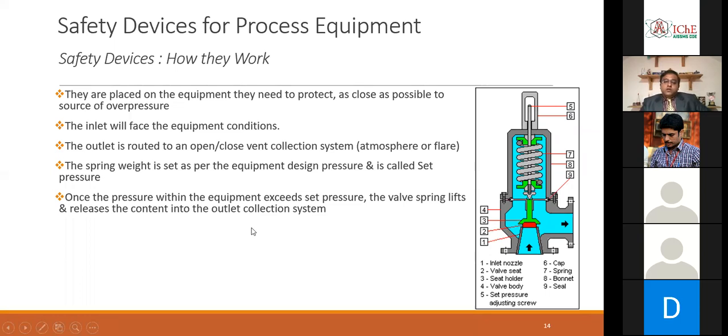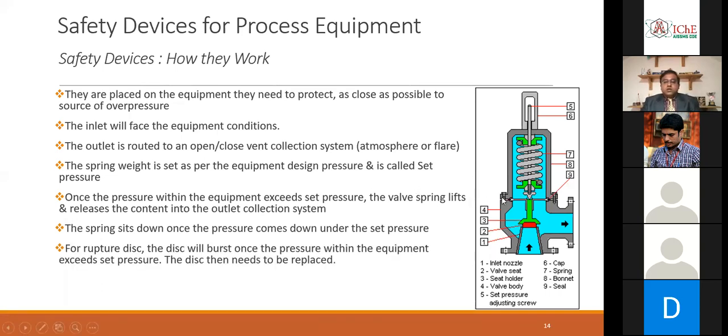The valve spring lifts and releases the content into the outlet collection system. As I said, the spring sits down once the pressure comes down. For a rupture disc, the disc will burst once the pressure within the equipment exceeds the limit. The disc then needs to be replaced. So this is one difference between the PSV and rupture disc. The PSV doesn't need to be replaced every time it leaks; it will automatically sit down. While for the rupture disc, once it has burst, you need to isolate that line, take the rupture disc out and put a new one in there.